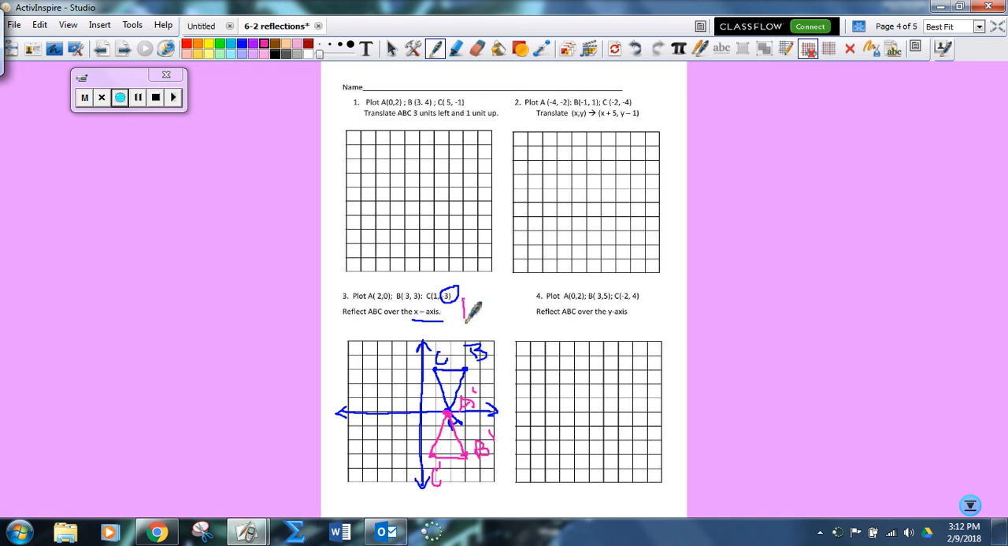I need to write my coordinates. So A prime is 2, 0. B prime is 3, negative 3. And C prime is 1, negative 3.